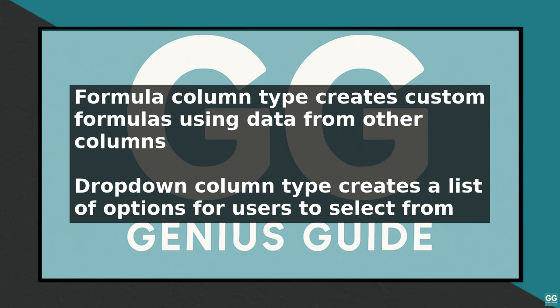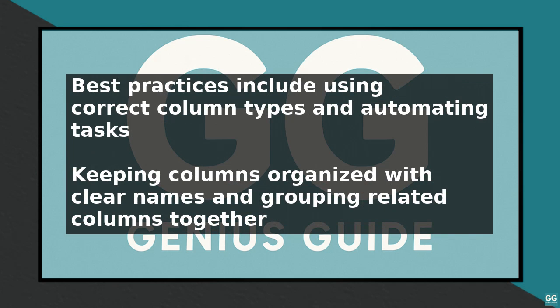Second, use formulas and drop-downs to automate tasks and reduce manual entry. For example, you can create a formula column that automatically calculates the due date of a task based on the start date and duration. Finally, make sure to keep your columns organized and easy to understand. Use clear and concise names for your columns, and make sure to group related columns together.